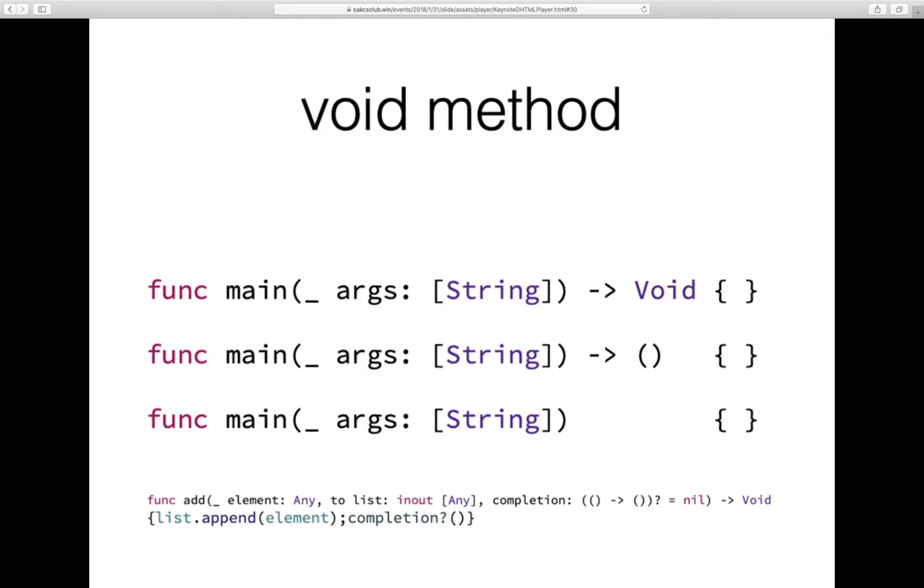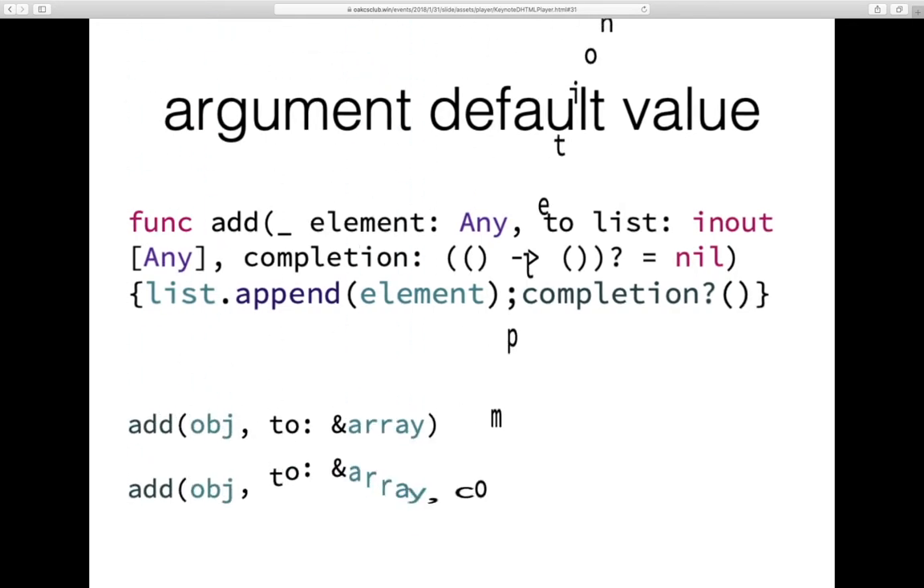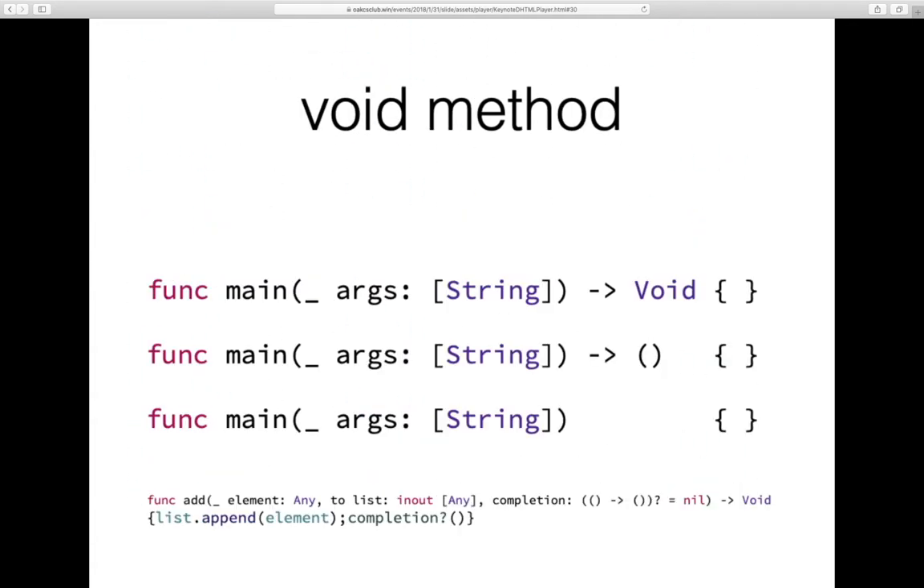Now it is important to know that all these three mean the same thing, because void means the same as this, and if it's returning nothing, you can just have nothing here. This is the body of the function itself. Now what this underscore thing does, I'm just gonna go ahead and go to the next slide. Go back. Okay.